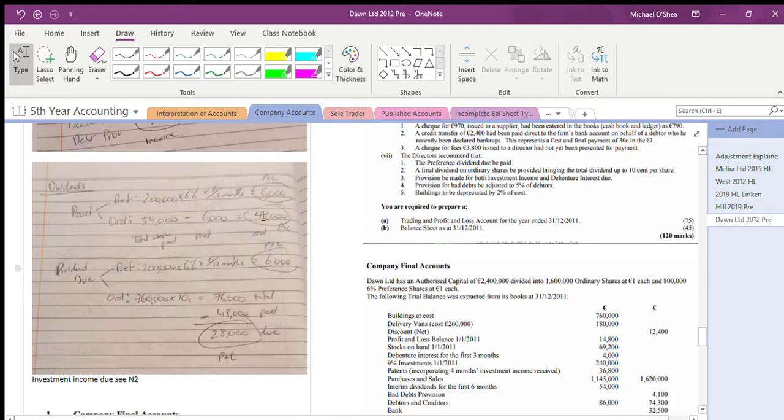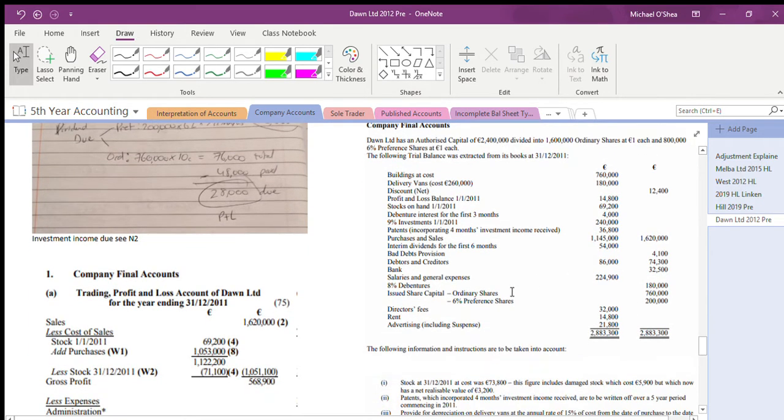The remaining amount here that I've paid, minus the preference paid, which I already know to be 6,000, is the 48,000 ordinary paid. Now, the second part of this is going to tell us that a final dividend in ordinary shares be provided, bringing the total dividend up to 10 cents per share. So I know that my total dividend for ordinary shares needs to come up to 10 cents per share.